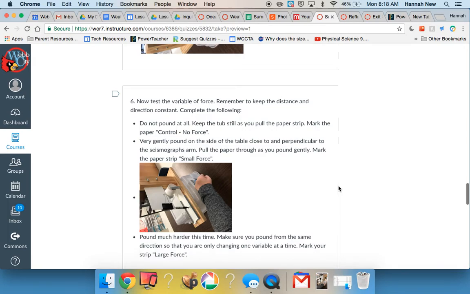Okay, and the last variable you're going to measure is force. So remember, for this one, you have to keep the distance and the direction both constant. The only thing we're changing is how hard you're hitting the tub itself. So for the first step, I don't want you to pound it at all. You're going to create another control. So keep the tub still and just pull the paper strip to where you have a mark on the paper.